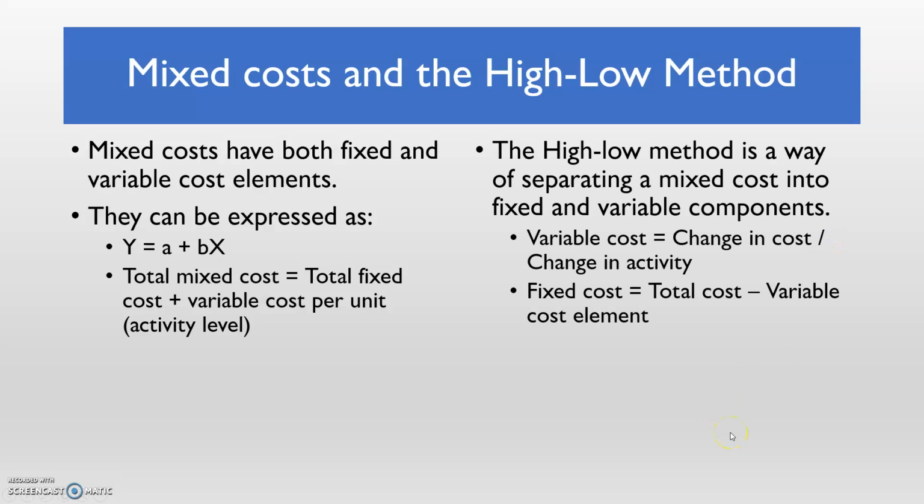The high-low method is a way of separating a mixed cost into the fixed and variable cost components. Variable cost is the change in cost divided by the change in activity. Then fixed cost can be determined by subtracting the variable cost element from total cost.